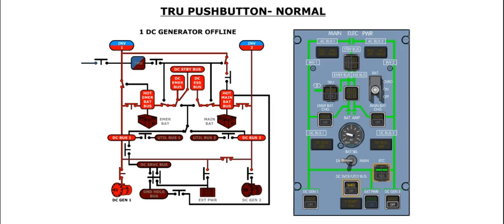In this position, and with one engine-driven generator operating, the DC emergency bus and the DC standby bus are powered by the hot emergency battery bus, inverter 1 is powered by DC bus 1, and the DC essential bus is powered by the hot main battery bus. If the TRU push button is in the normal position and both engine-driven generators are not operating, the DC emergency bus is powered by the hot emergency battery bus. Inverter 1, the DC standby bus and the DC essential bus are powered by the hot main battery bus.